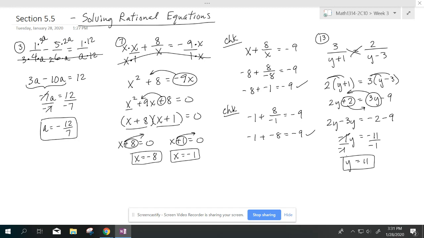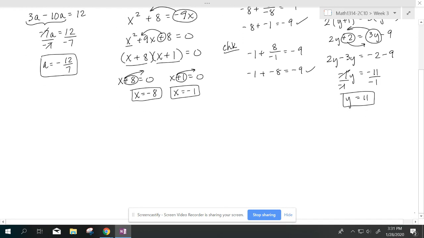How do y'all feel so far? You understanding it in the moment? When you get home, maybe different, okay? But right in the moment, we're good. Okay, let's see. Next problem, number 19.